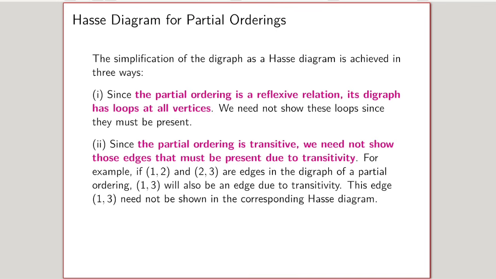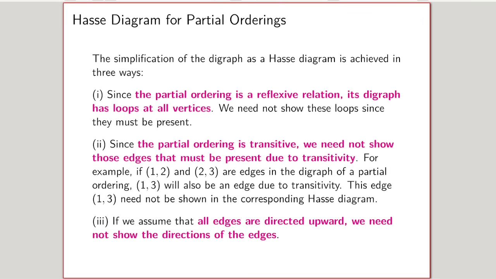And also observe that a partial ordering relation is also transitive. Transitive in the sense, suppose I have an edge between 1, 2 and 2, 3, and I also have an edge between 1, 3. So I need not represent this edge 1, 3. It is enough to represent the edges 1, 2 and 2, 3, because if we have these two edges, we can come from 1 to 3. So due to transitivity, we are going to remove the edges which are present. That is our second step.